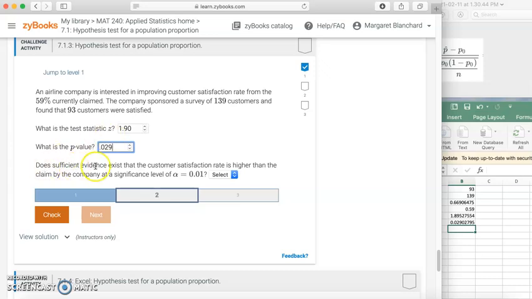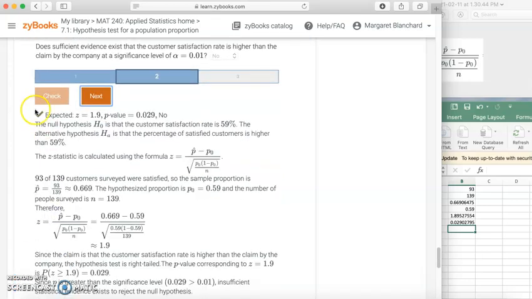And it says, does sufficient evidence exist that the customer satisfaction rate is higher than the claim by the company at a significance level of alpha equals 0.01? So remember, when p-value is less than alpha, we reject the null hypothesis. When p-value is greater than alpha, we do not reject it. So we would not say that there is evidence to suggest that the rate is higher. So the answer is no. Let's check our answers. Nice little green check mark.